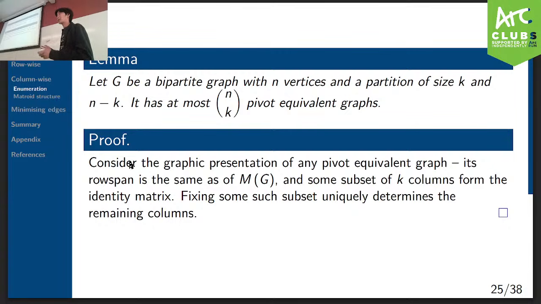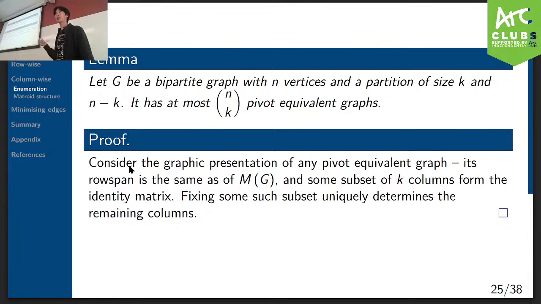So we can say the graphic presentation is on some of the k out of the n rows, and some of the k out of the n columns. And so there's n choose k ways to choose these columns. Next, once we've fixed where the identity matrix is, the rest of the graphic presentation is actually uniquely determined. One way we can see this is via the uniqueness of reduced row echelon form. It makes some part of the matrix identity if it can, and the rest of the matrix will be uniquely determined.